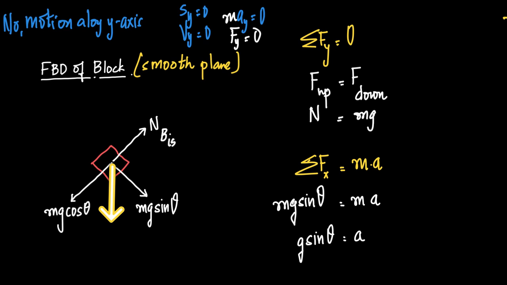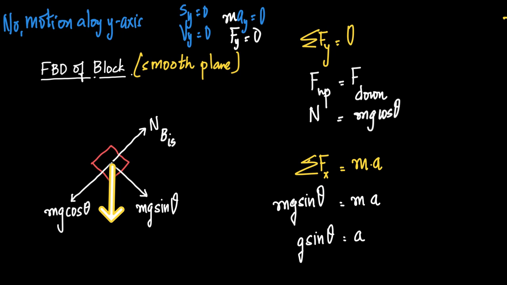So we have N is equal to mg cos theta, right? Okay. Now, what is sigma Fx is equal to ma implies? Sigma Fx is equal to ma implies that the sum of all the forces acting in the x direction is equal to ma. What are the various forces acting in the x direction? There's only one force, which is mg sine theta.